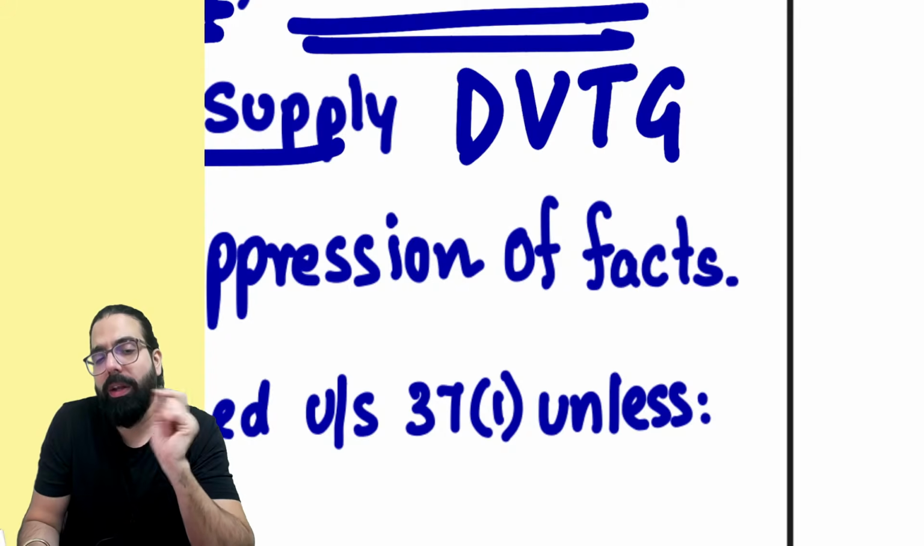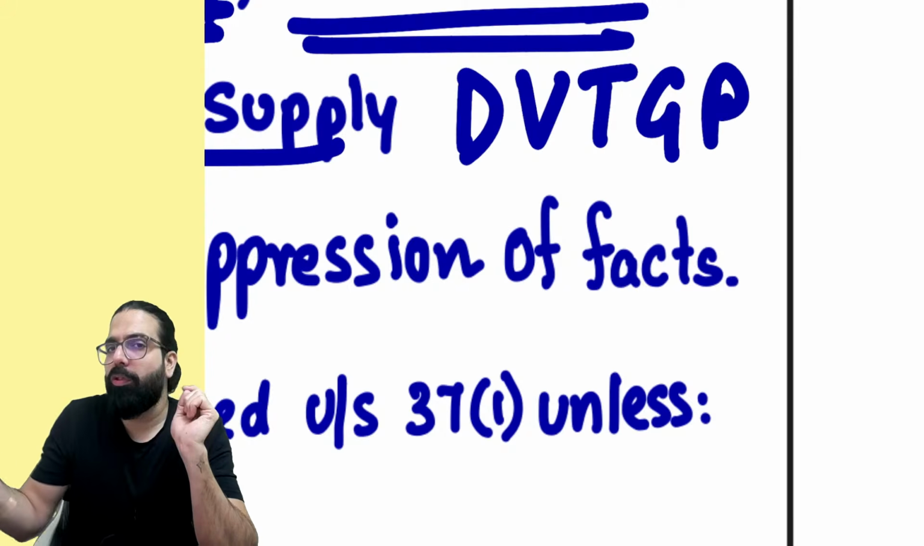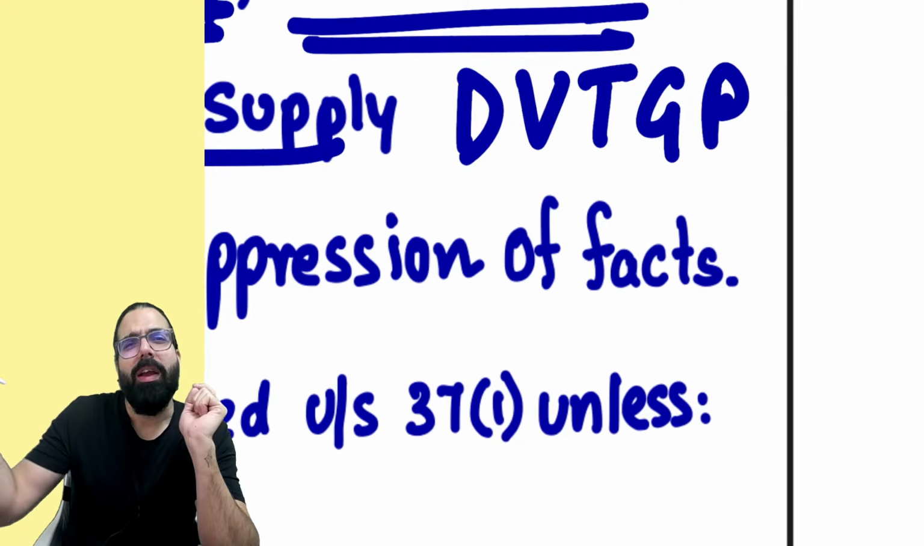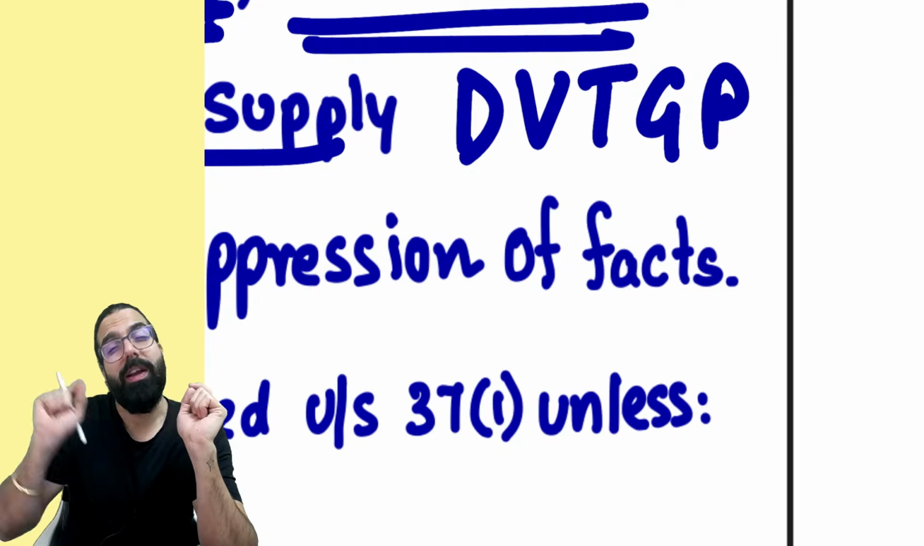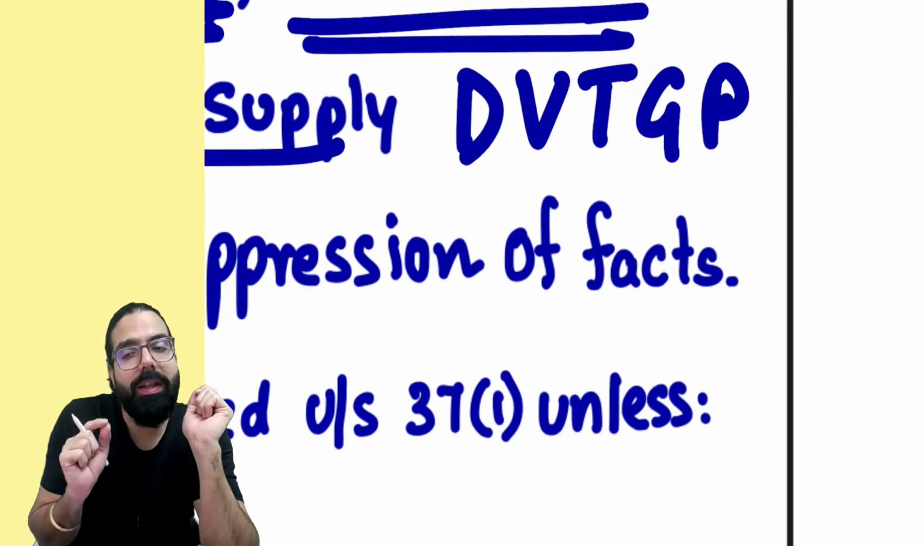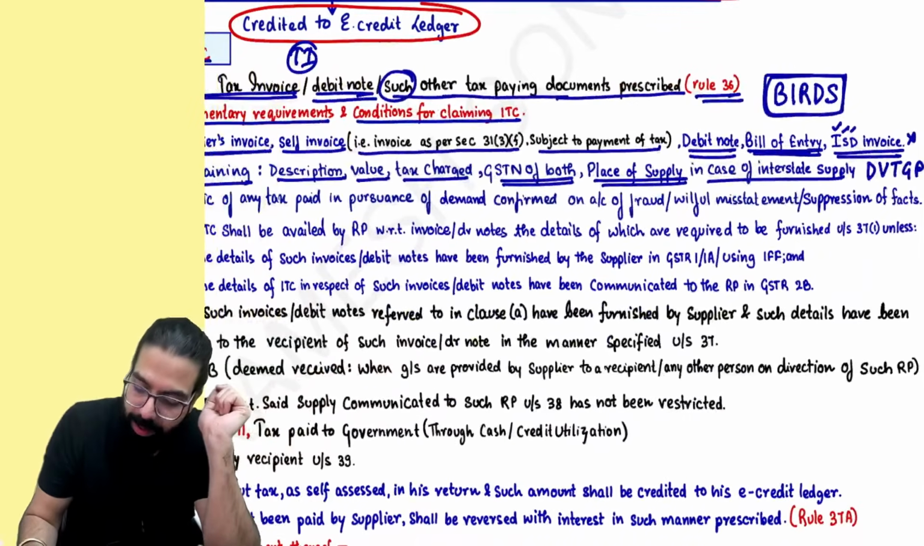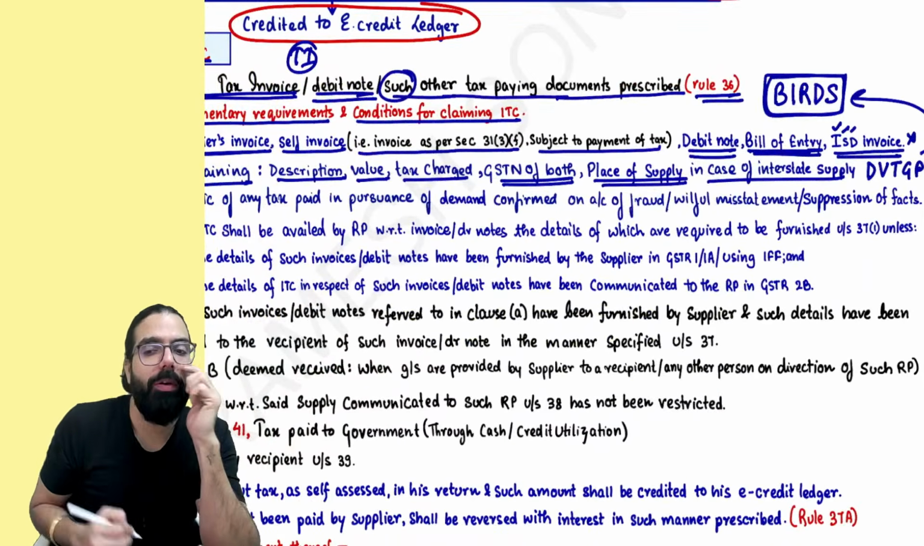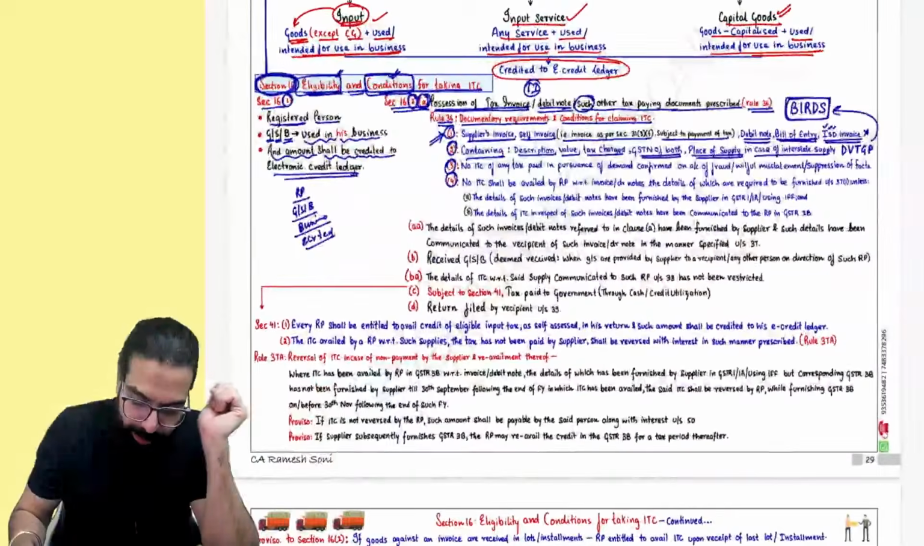Only then I can go ahead and take the credit. And the place of supply should be there. If the supplier has supplied me from another state, he should always write which state he is supplying from. Only then I can take the credit. These details should be there in your document. Only then you can go ahead and take the credit. Done, sir. This point is clear.